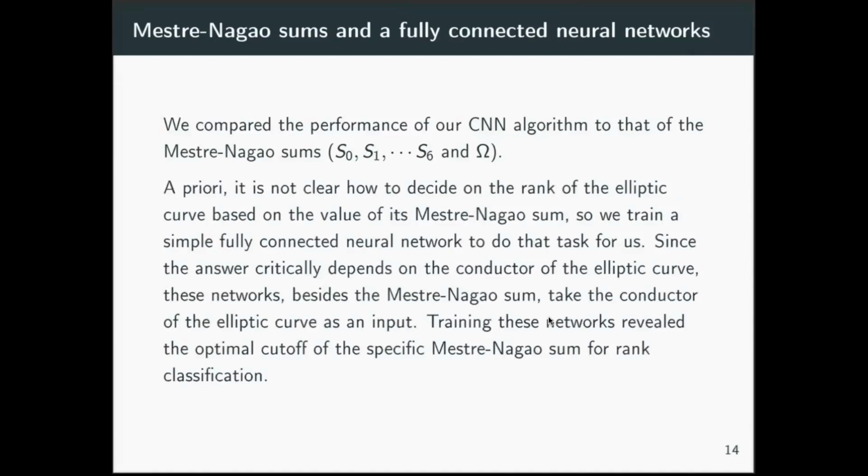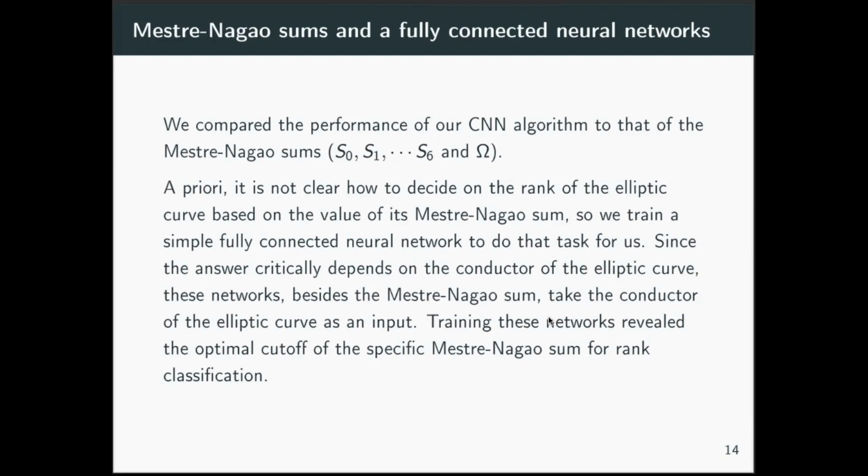One problem when you're trying to decide on the rank of an elliptic curve based on the Mestre-Nagao sum is that it's not clear how to do it, because you have some boundary, you compute that sum, which is the sum of some function of AP, and then you get some number, and based on that number you should be able to say which rank that curve is. And the number also depends on the conductor of the elliptic curve. I'll talk about this more later, but the larger the conductor, the more coefficients you need for a decent approximation.